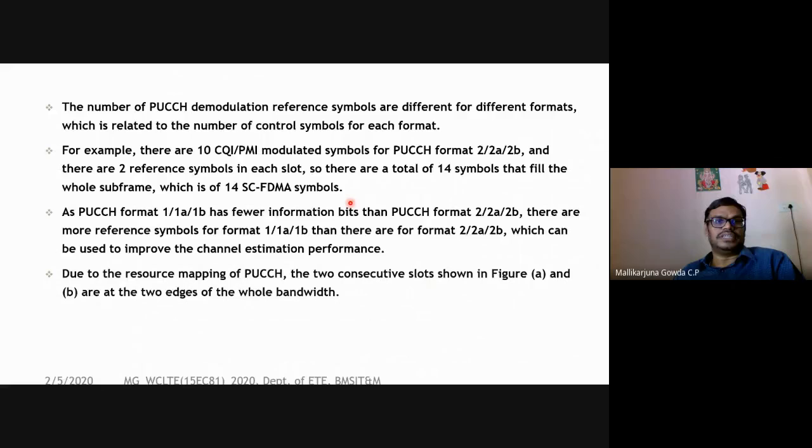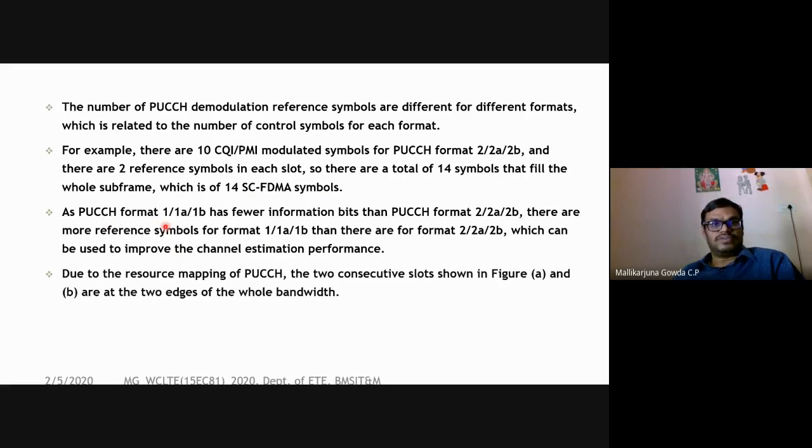Yeah, this is what is written here. I said the number of physical uplink control channel demodulation reference symbols are different for different formats, right? Which is related to the number of control symbols for each of the formats. As I said, there are 10 CQI or PMI modulated symbols for PUCCH format 2, 2A, 2B, and there are 2 reference symbols in each slot, right? So totally there are 14 symbols that will fill the whole subframe.